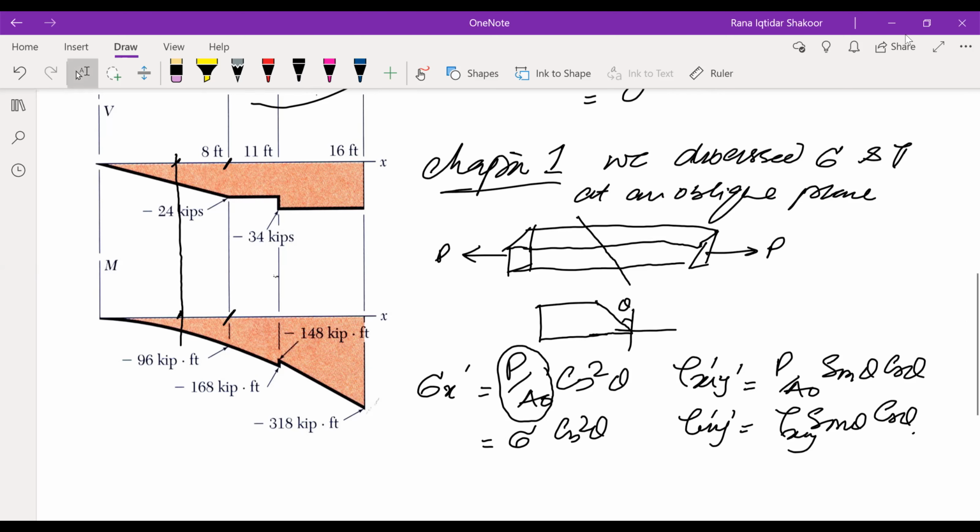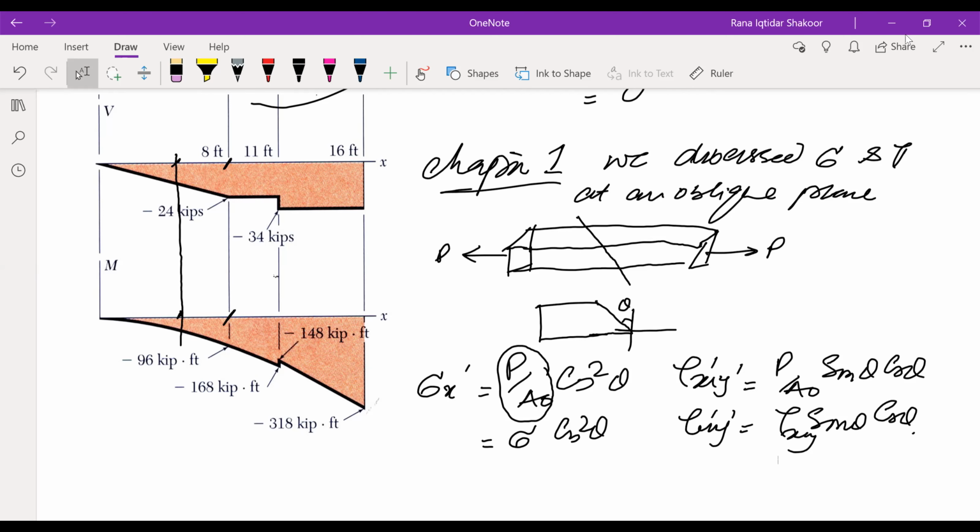So now we stop this. In chapter 1 we were only focusing on sigma x. The rest of all the sigmas and all the shear stresses, the tau xy's, were zero, right? All shear stresses in each direction were zero. But now we are going to see what will happen if we go for a 3D state of stress or a general state of stress, right?